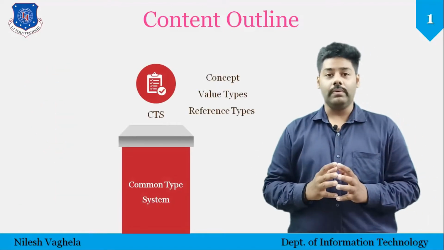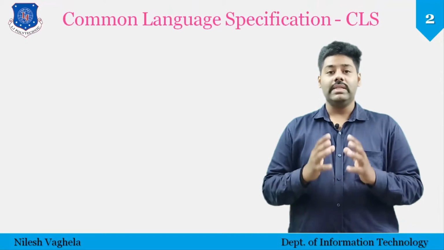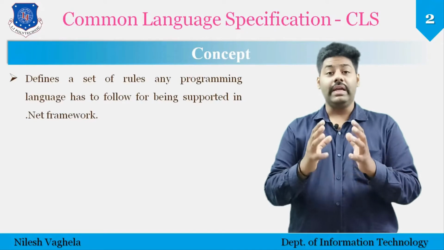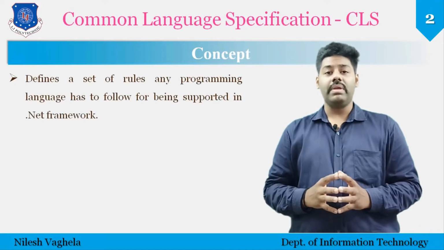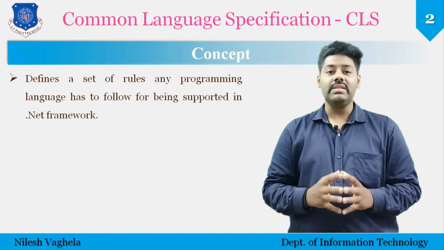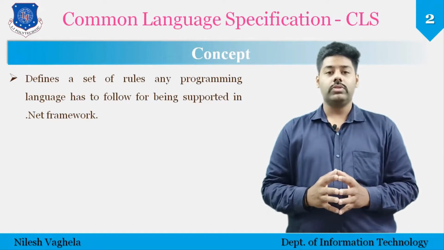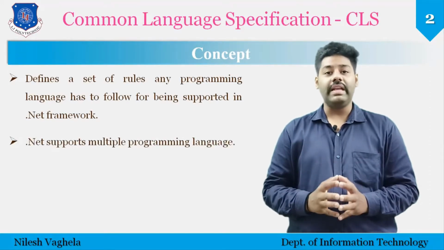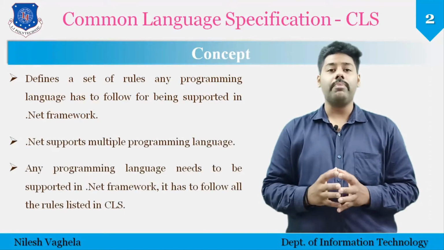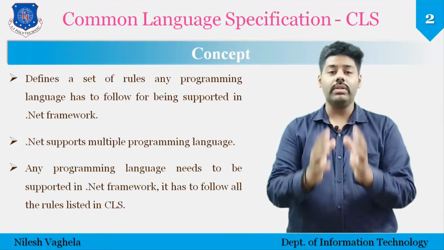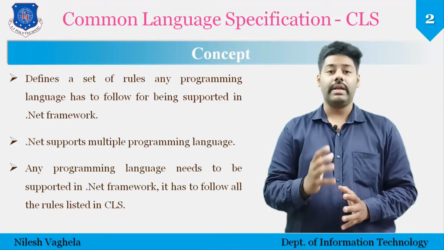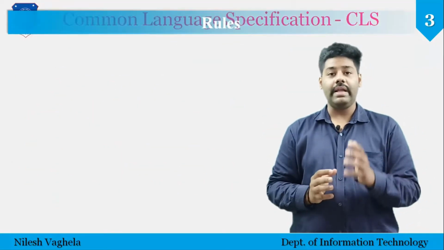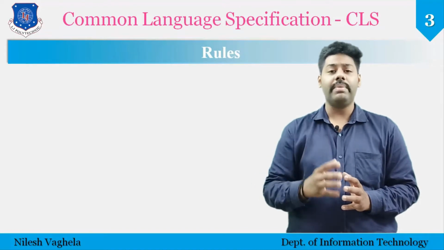First of all, CLS, as the name suggests, is the Common Language Specification. It is the set of rules that any programming language has to follow to be supported in the .NET framework. As we know, .NET supports multiple programming languages. So if any programming language needs to be supported in .NET, it has to follow all the rules stated in CLS. I will convey these rules in very layman and lucid language.